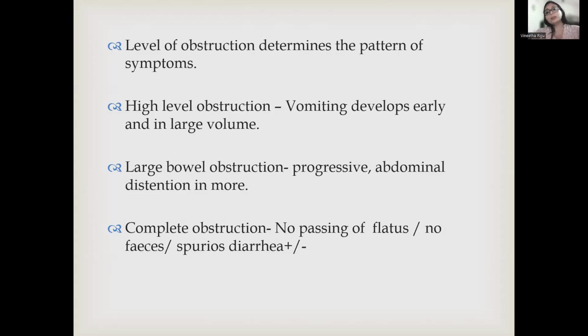Then for large bowel obstructions, they are rather progressive, and the abdominal distension is more prominent in case of large bowel obstructions. Now, when it comes to complete obstruction, the patient will tell you, I'm not passing motion, I'm not passing flatus either. And sometimes the patient could have spurious diarrhea. So just because there is leakage of fecal material in terms of spurious diarrhea, do not think that it is not an obstruction.